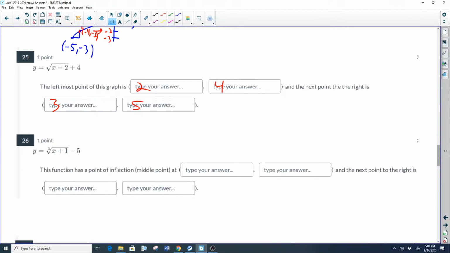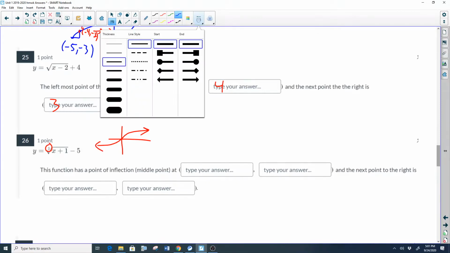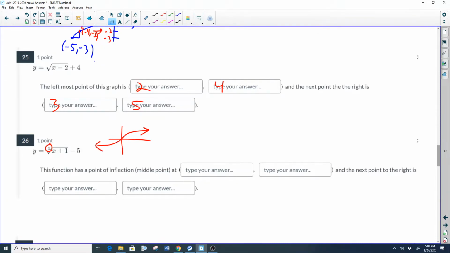This function has a point of inflection. When we're saying point of inflection, because we're talking about a cube root, remember cube roots are like a snake, and so cube roots go boop, boop, boop. So you could call that a point of inflection, right? Because you can kind of see how it mimics that. This kind of comes down to there. So we're calling that a point of inflection, and we're just looking for the middle point. So we're just looking for this one.